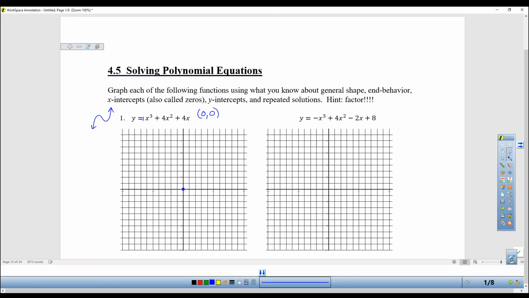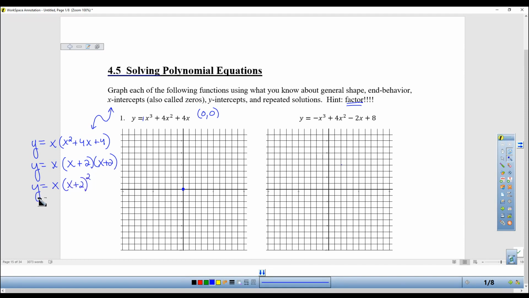And then I can factor. That was the big hint. So I'm going to take my y, and I'm going to take out the x, which gives me x squared plus 4x plus 4. And now don't forget to rewrite that x. I'm going to factor further. This is what we worked on last time. And this is what we call a repeated solution or a repeated factor. So I'm going to go ahead and square it.